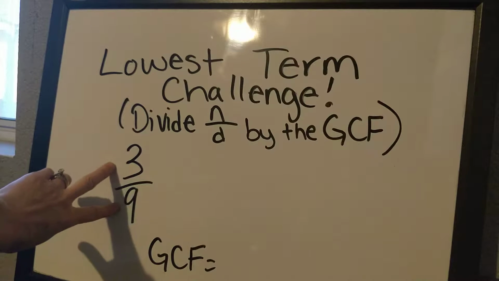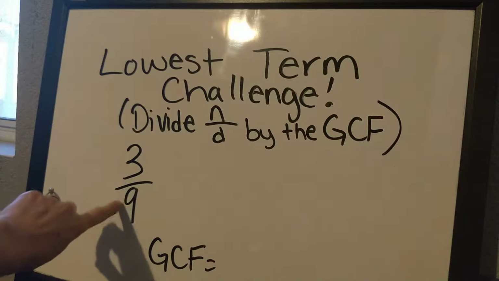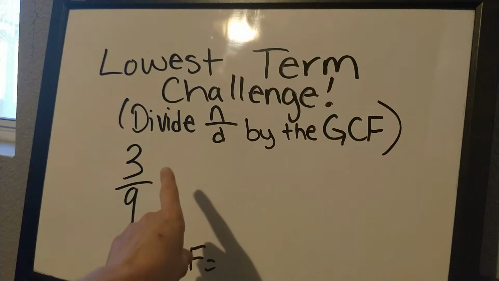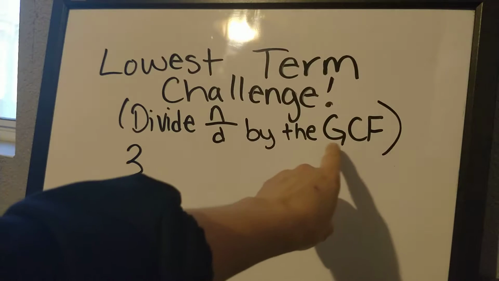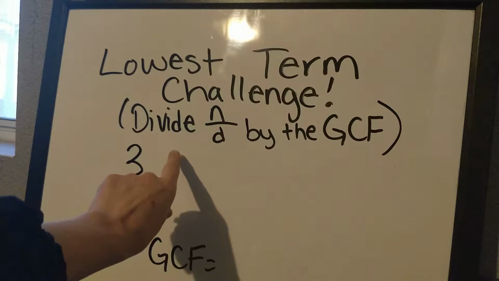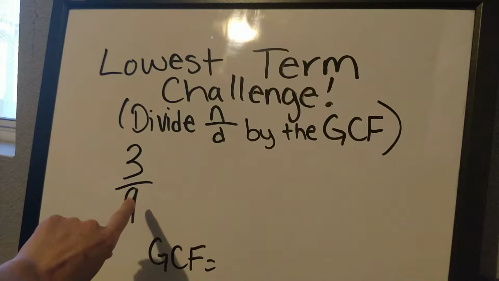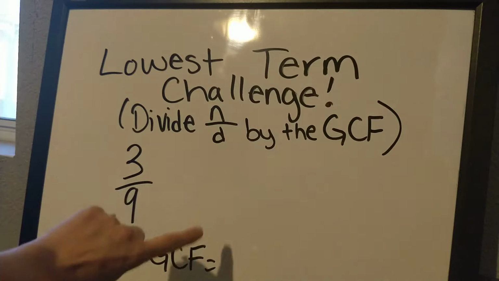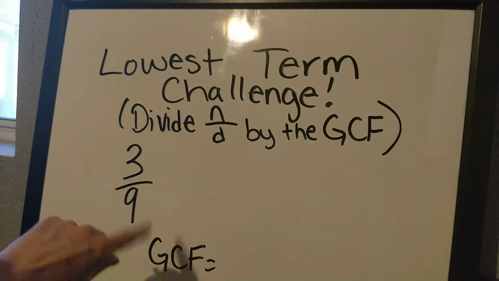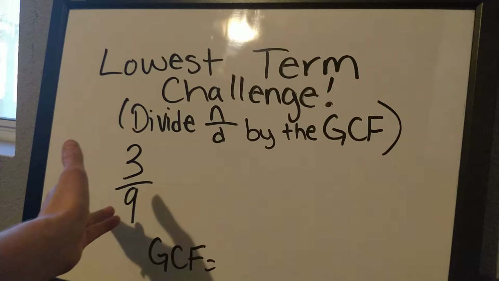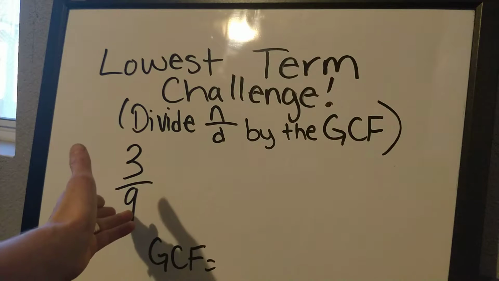Now you have to find the lowest term, or the simplest form fraction, for 3/9 using the same steps we just taught you. You're going to divide your numerator and denominator by the GCF. You just have to figure out what the GCF is. How do you do that again? You list your factors.